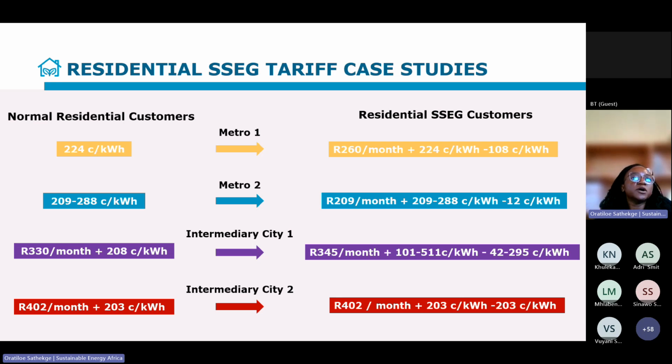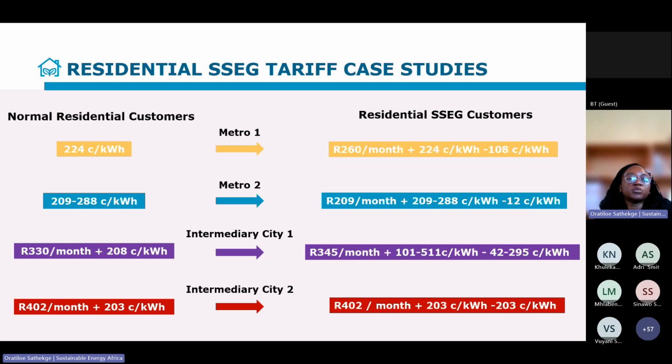So these were their normal residential charges when they started off on this exercise. I'm guessing with the different municipalities that are here on the call, maybe you'd find that you fall into one of these categories, even though it's not the same. But if you're on a time of use, perhaps for your normal residential customers, you'd identify more with Metro City 2 and so on. These municipalities then designed SSEG export tariffs that were broken up into the 3 components that we've spoken about just before, which is our basic charge, our energy charge, as well as our export credit.